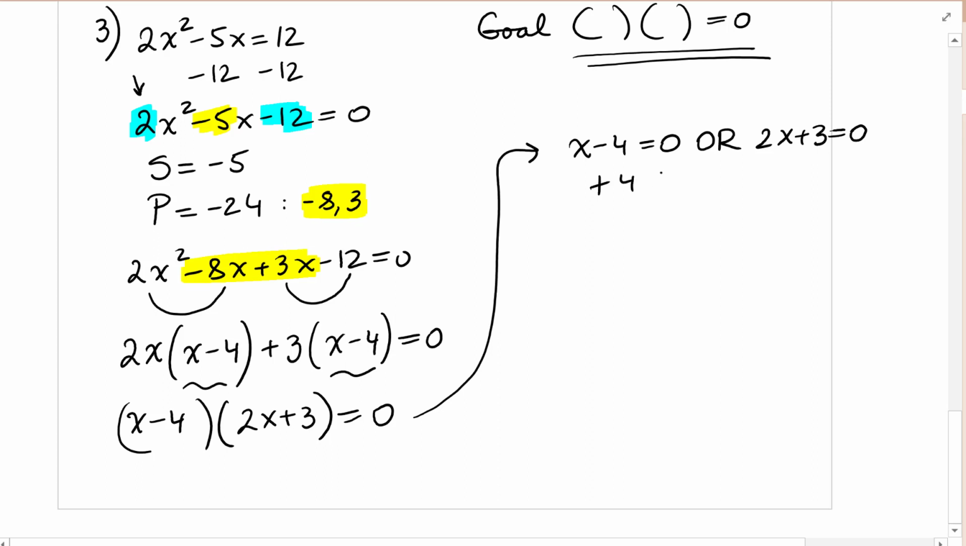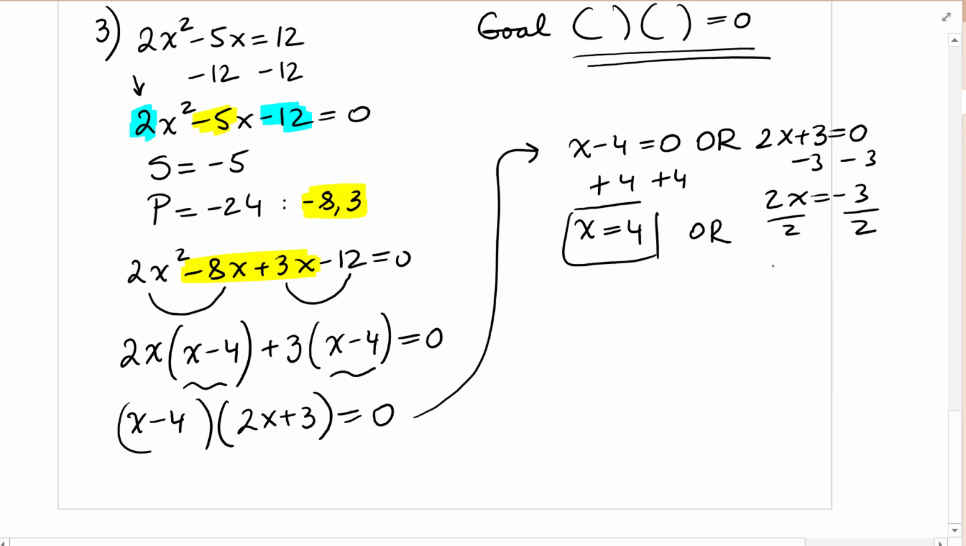We add 4 to both sides and we get x equals 4, or we subtract 3 from both sides, so we get 2x equals negative 3, we divide by 2, and we get x equals negative 3 over 2, which gives us two solutions to the quadratic equation.